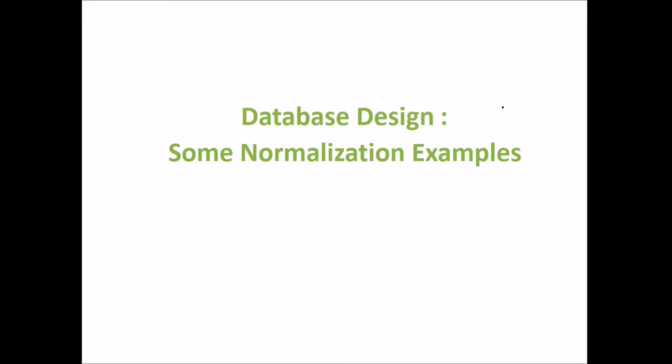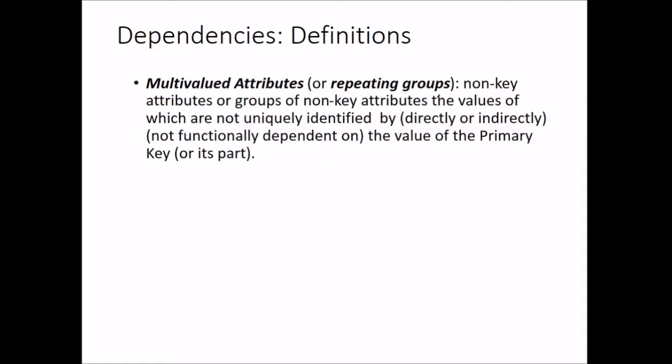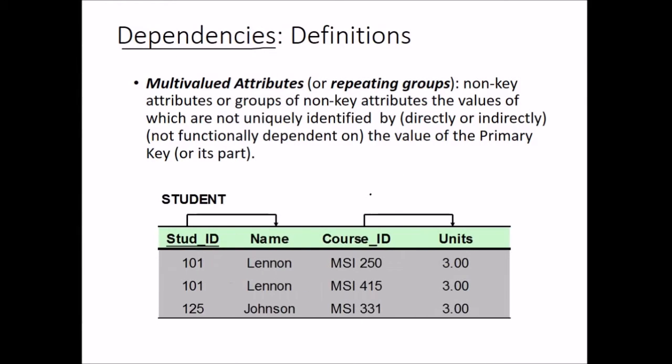In database design, let us see some normalization examples. Before we go ahead, let us see the definitions first of the dependencies. Multi-valued attributes, let us see the example also. Multi-valued attributes or repeating groups.